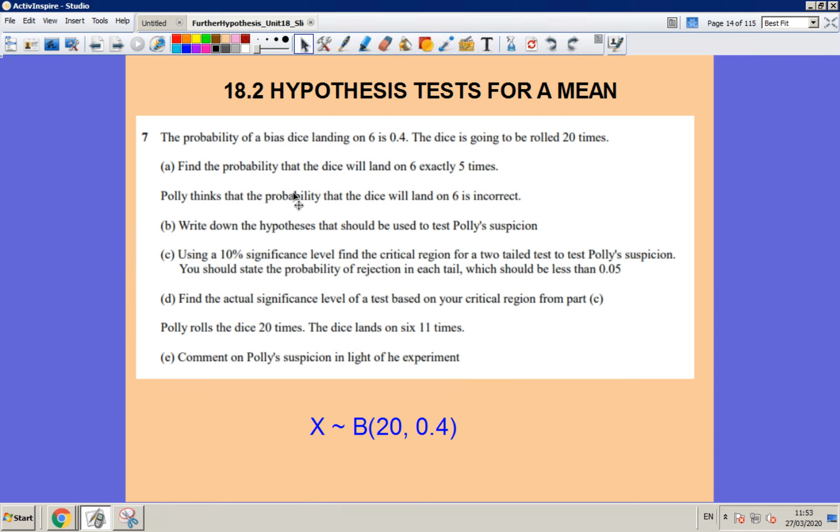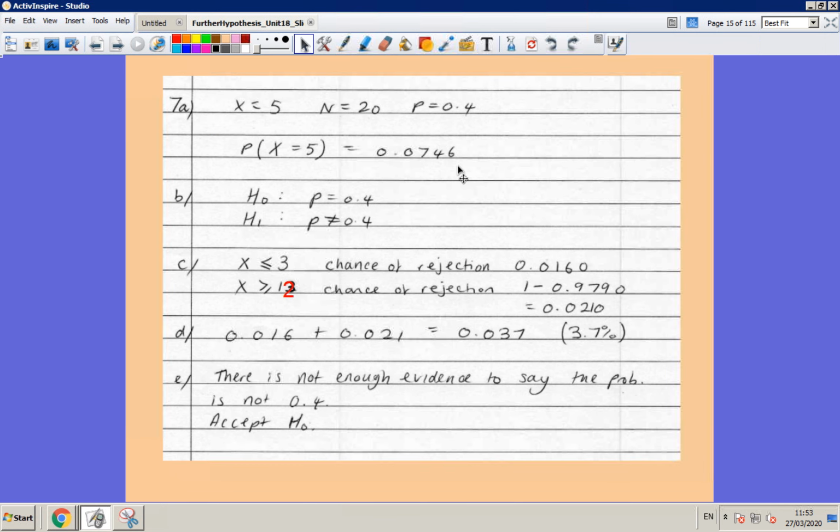If we want to find the probability that the dice will land on 6 exactly 5 times, that means we're going to be working out the probability that X equals 5, the chances that we will get 5 sixes out of our 20 rolls. Whilst you can work it out by hand, you can also work it out using your calculator. So you're using binomial PD, and you should get that the probability of getting a 6 five times is 0.046.